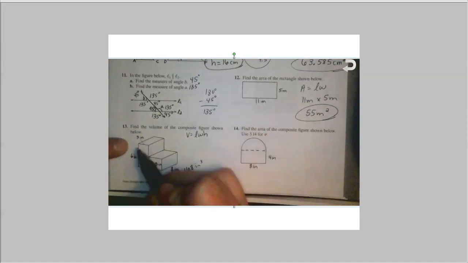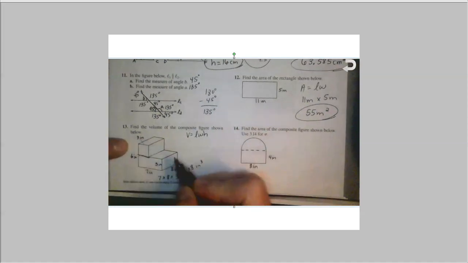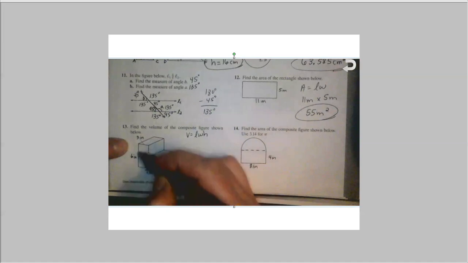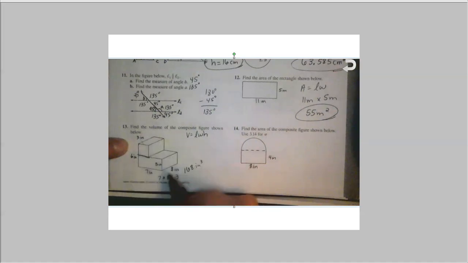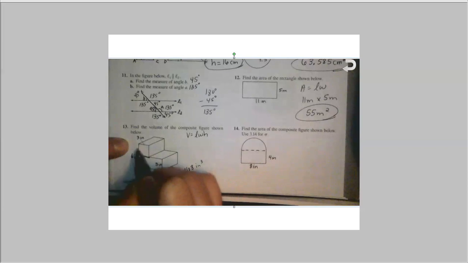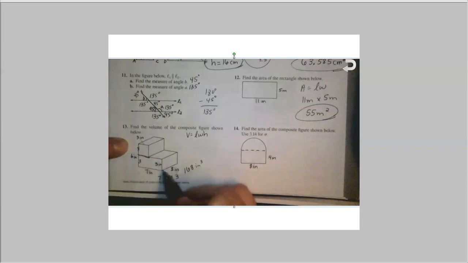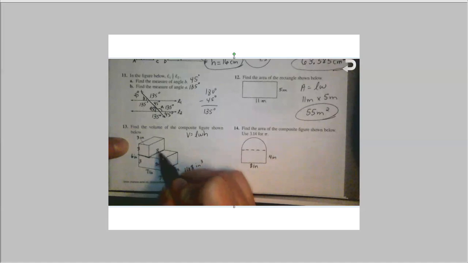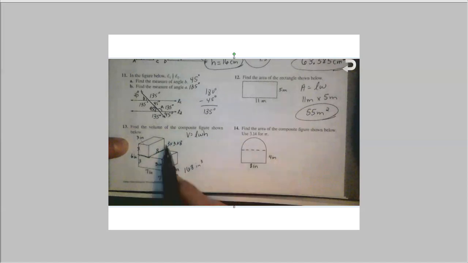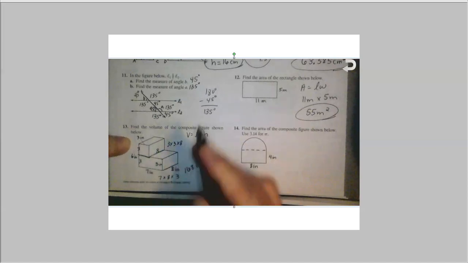Okay, so I know that this portion is 3. It says that the total height here is 6, and if this part is 3, then this part must also be 3. And because this is 8, then it would indicate that these are also 8. So once again, length times width times height, 3 times 3 times 8 gives me 72 cubic inches.